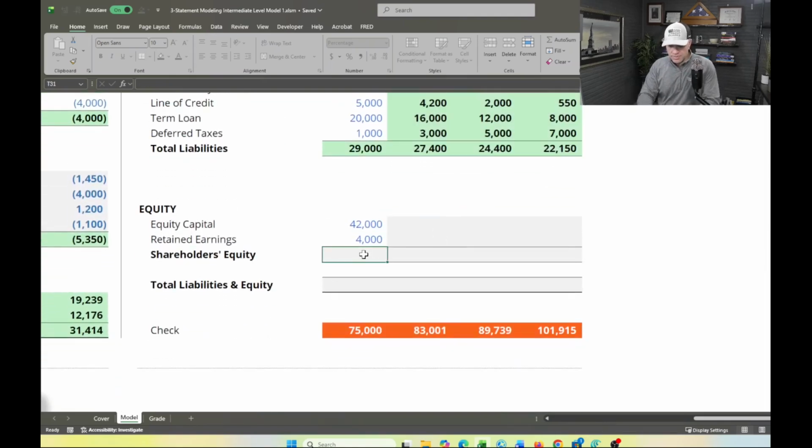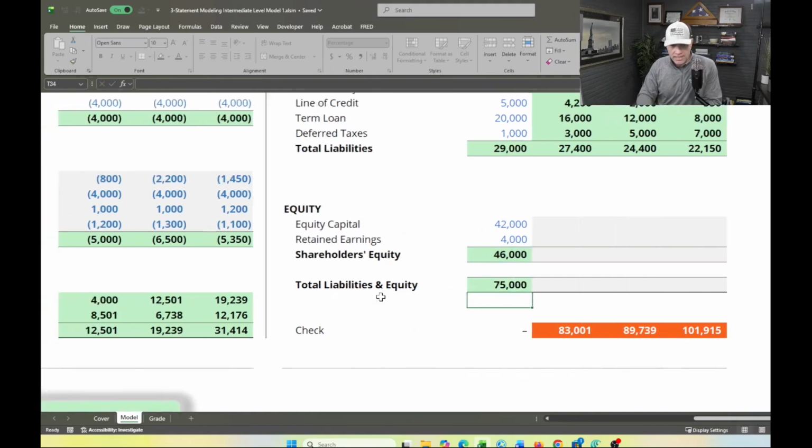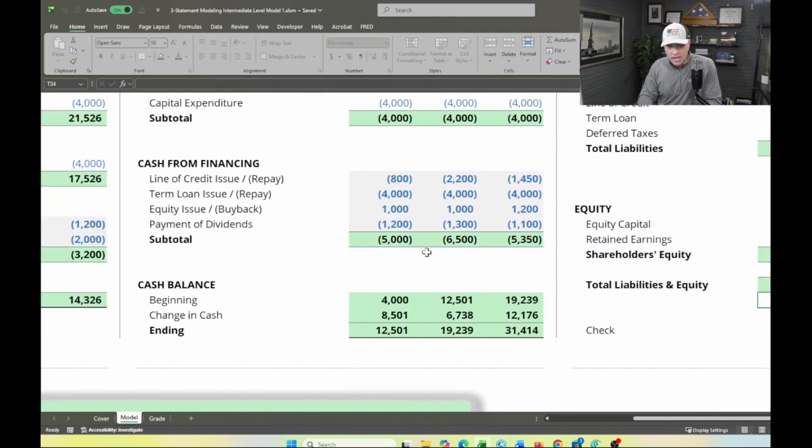Next, I'm just going to add this up. This is our equity. And then I'm going to find out what my total liability and equity is. Hopefully this is going to be zero, the check, because the balance sheet must balance. I'm going to go to the equity, then hit plus, and then go to the total liabilities. And that is correct.